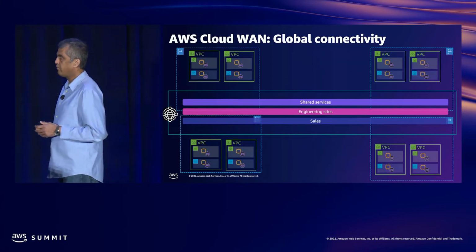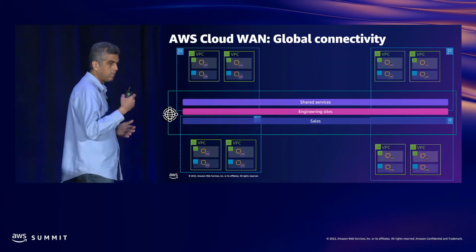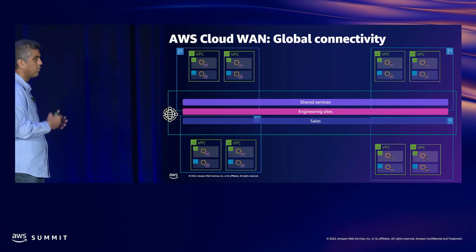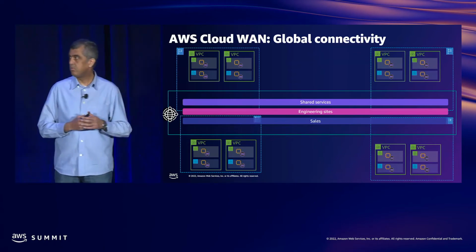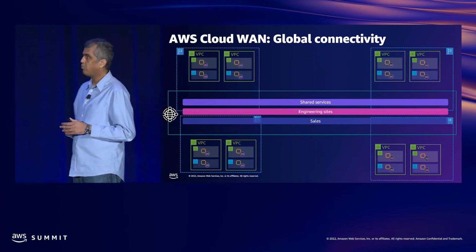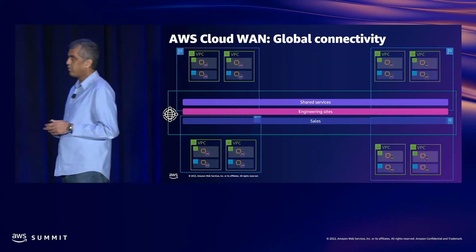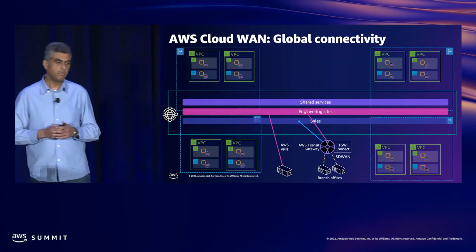Let's say you have, in this example, 3 segments. You have prod, dev, QA, or in this case, shared services, engineering, and sales. And you want the VPCs that belong to that particular segment to be able to talk to other VPCs in other regions seamlessly. Cloud WAN allows you to do that. It creates this full mesh network on your behalf, connecting all these regions together.